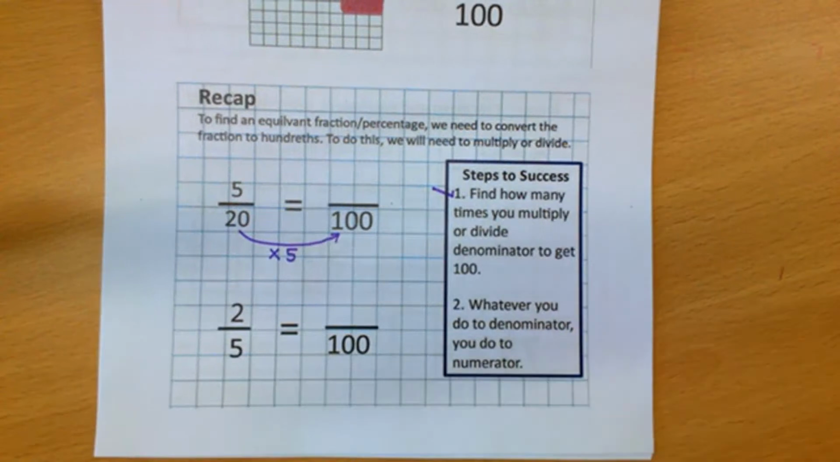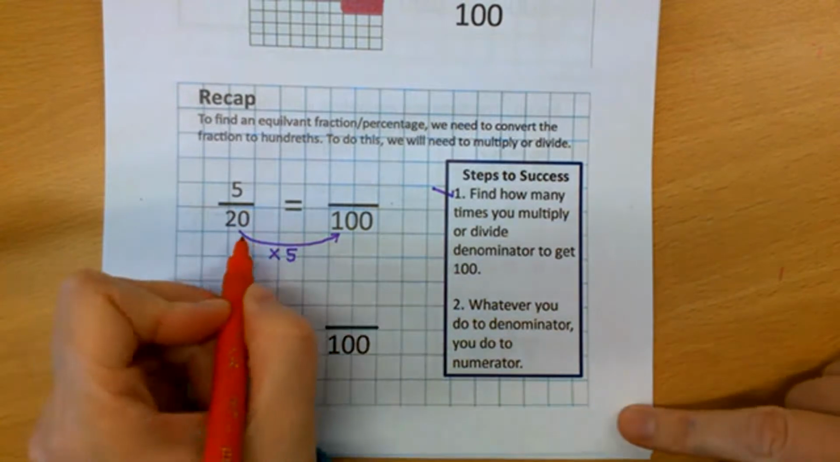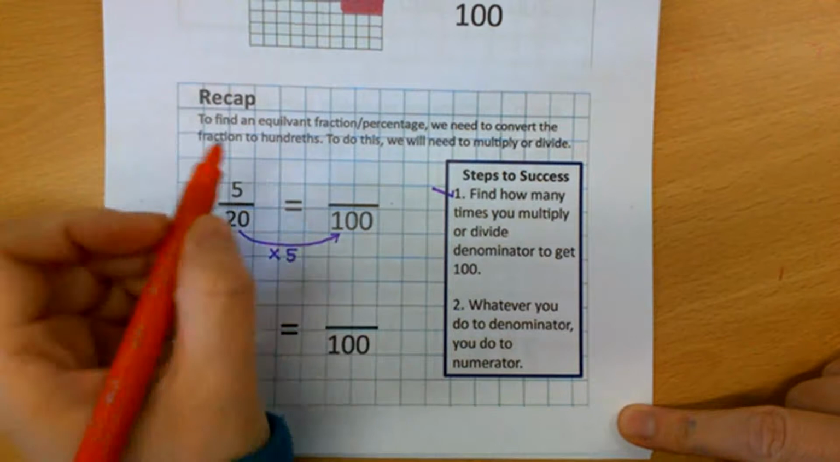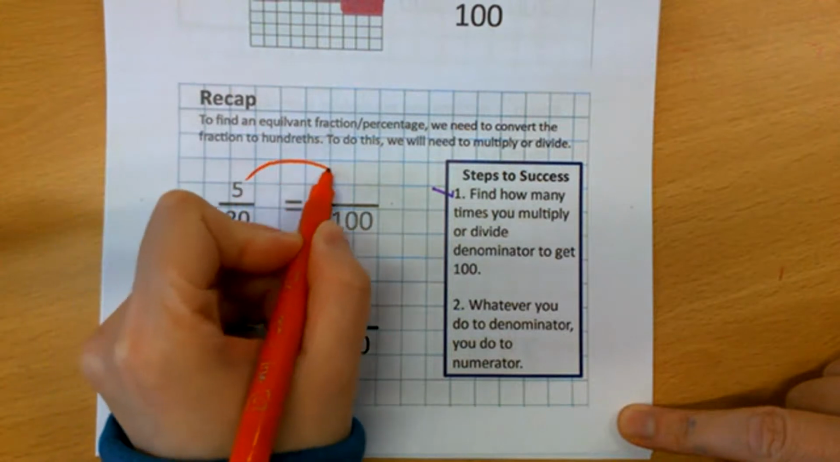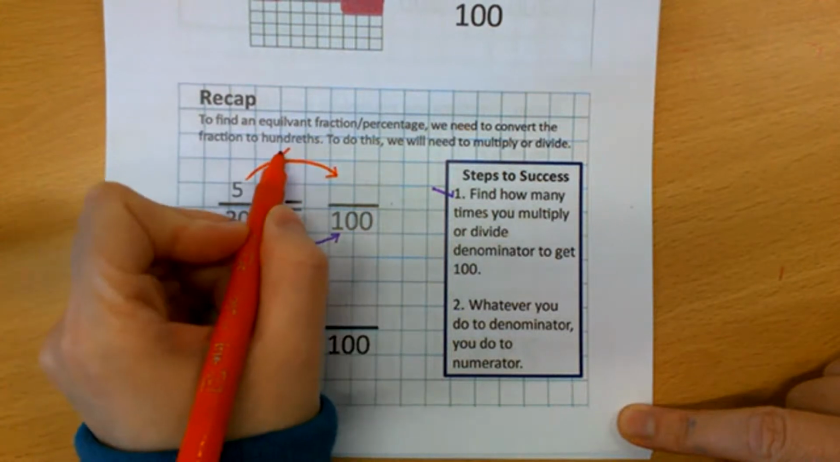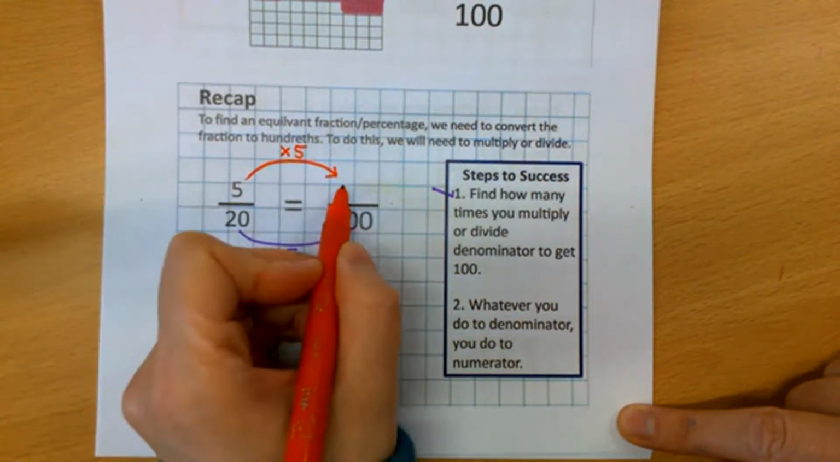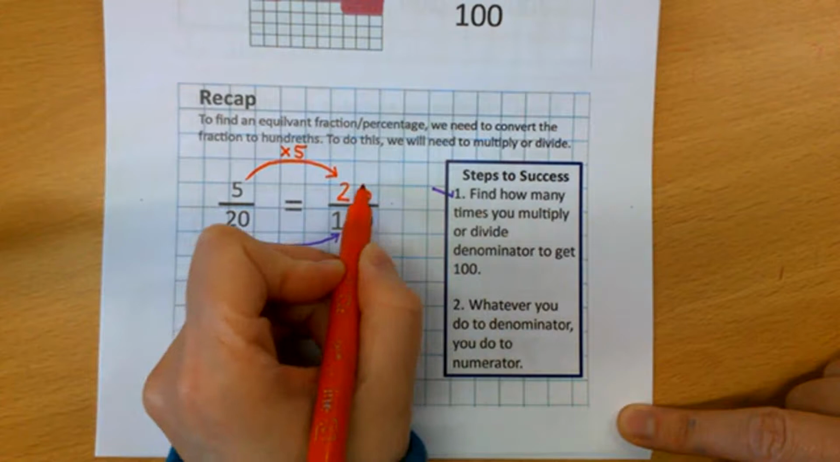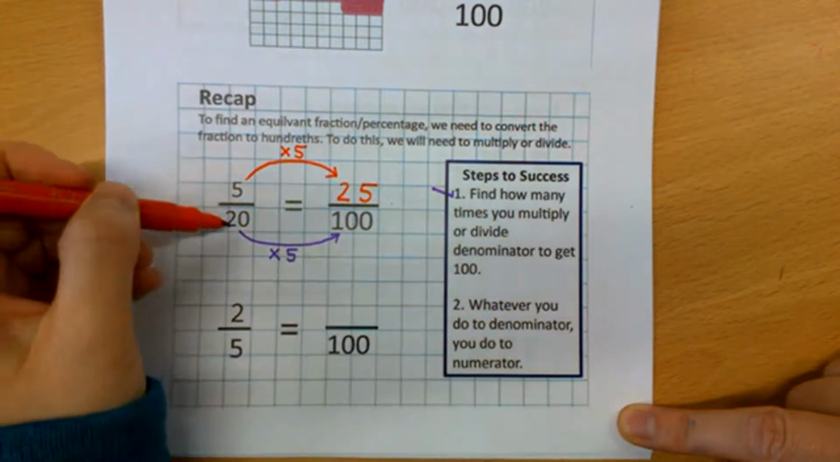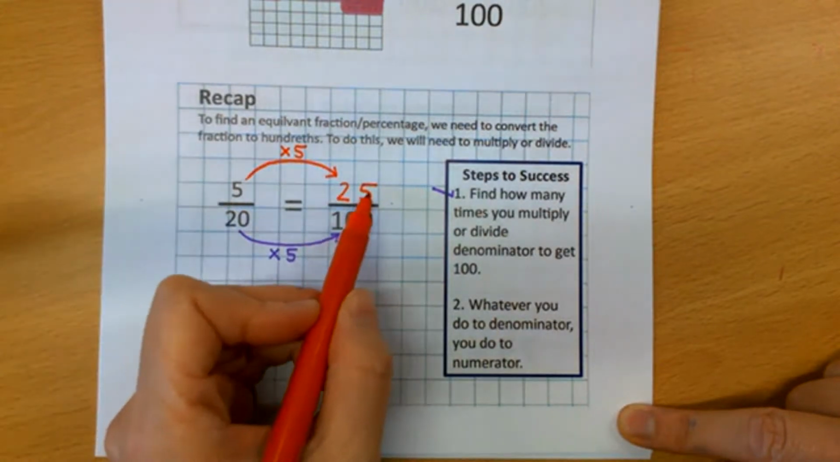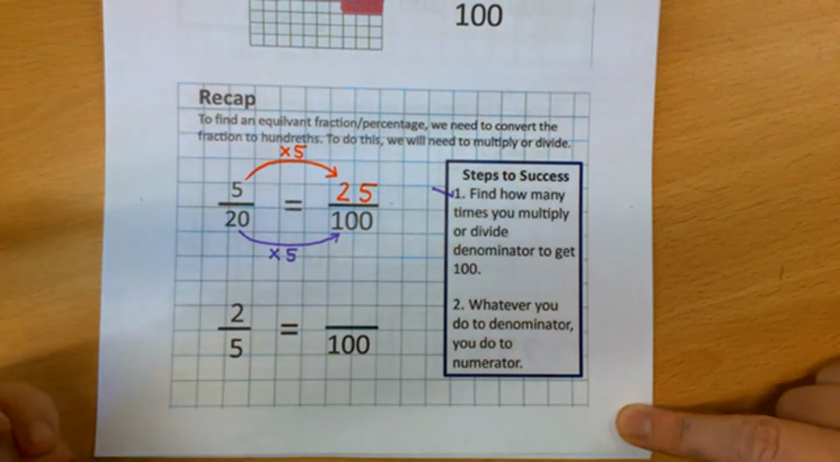Now my next step, whatever you do to the denominator, you must do to the numerator. So I know that I've multiplied my denominator by 5, so I now need to multiply my numerator by 5. So 5 times 5 equals 25. So the equivalent of 5/20 is 25 hundredths. Fantastic.